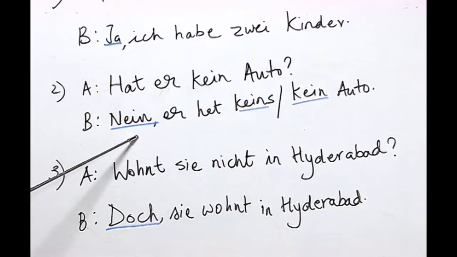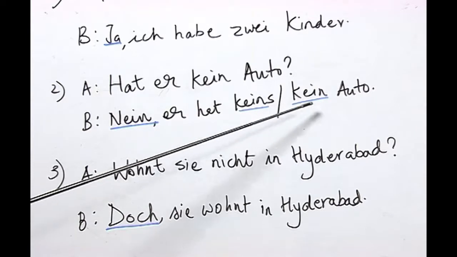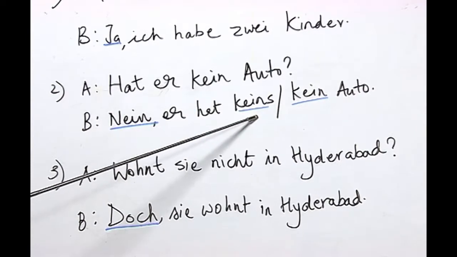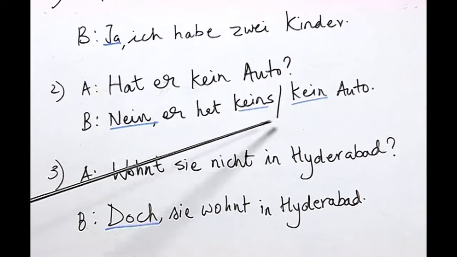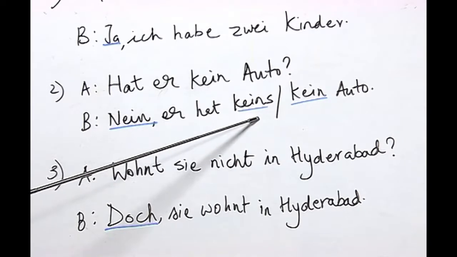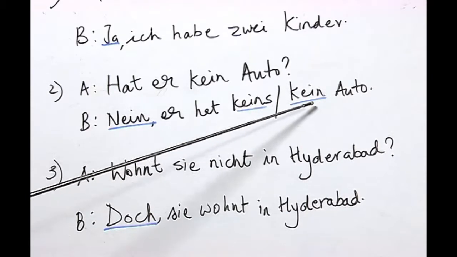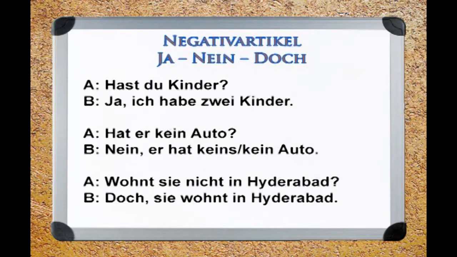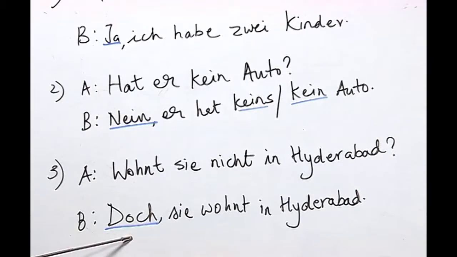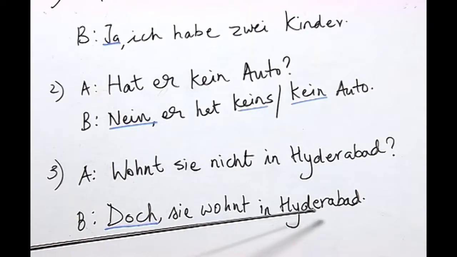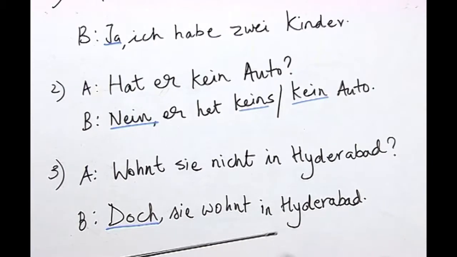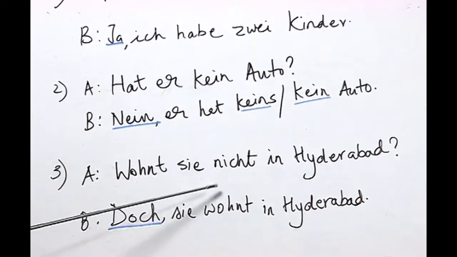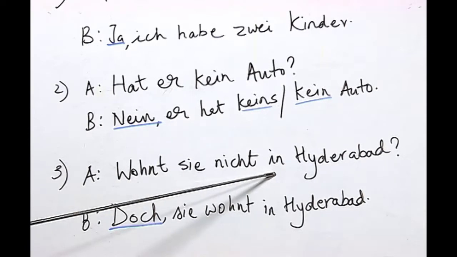And you know, with nein we say no, and with keins or kein Auto, here we are using these words as negation. Here keins is the pronoun which you learnt, and kein Auto is a combination of the indefinite article as negation plus the noun. Now, let us look at this sentence: Wohnt sie nicht in Hyderabad? Doesn't she stay in Hyderabad? And the answer here is doch, sie wohnt in Hyderabad. Here doch is a positive answer for a negative question or a negative statement.